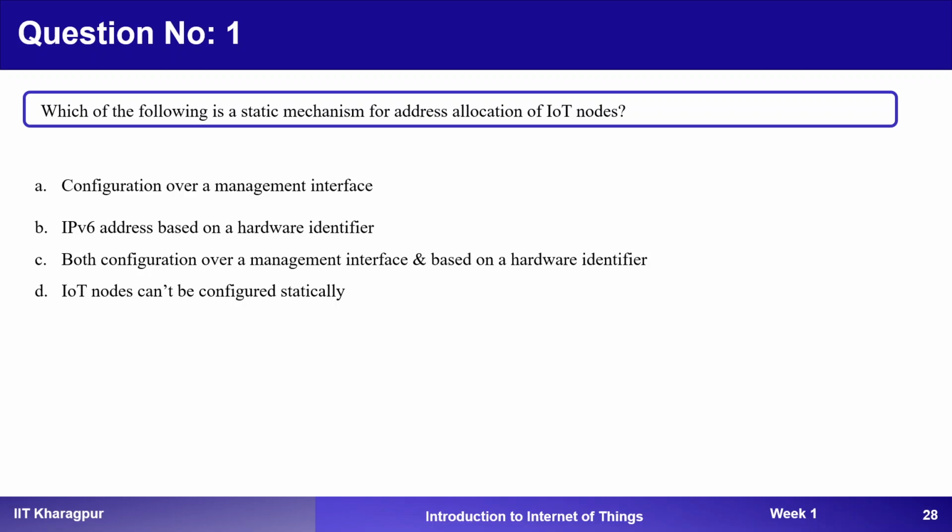It is because the hardware identifier will have a MAC address, so it will not change. So it's static. Yeah, right. Okay. So IoT nodes can be statically configured in different ways, such as an address can be configured over your management interface, or a node may use IPv6 addresses based on your hardware identifier.